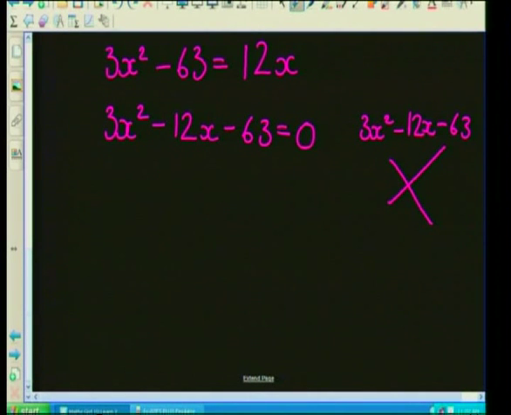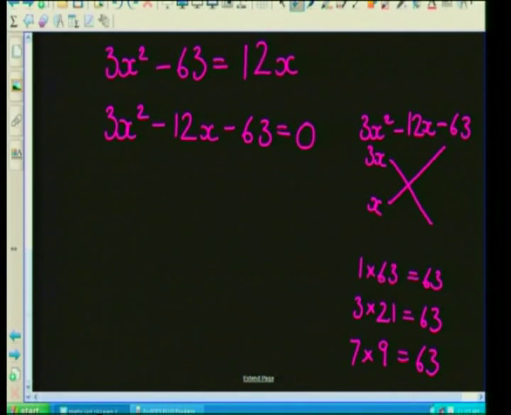Okay, what are two factors of 3x squared? We have 3x and we have x. And what are two factors of 63? Oh, there are a lot of factors. You've got 1 times 63 gives us 63. Then you've got 3 times 21 gives us 63. Then you've got 7 times 9 gives us 63. It's just too many options. It really is. Would 1 and 63 work?